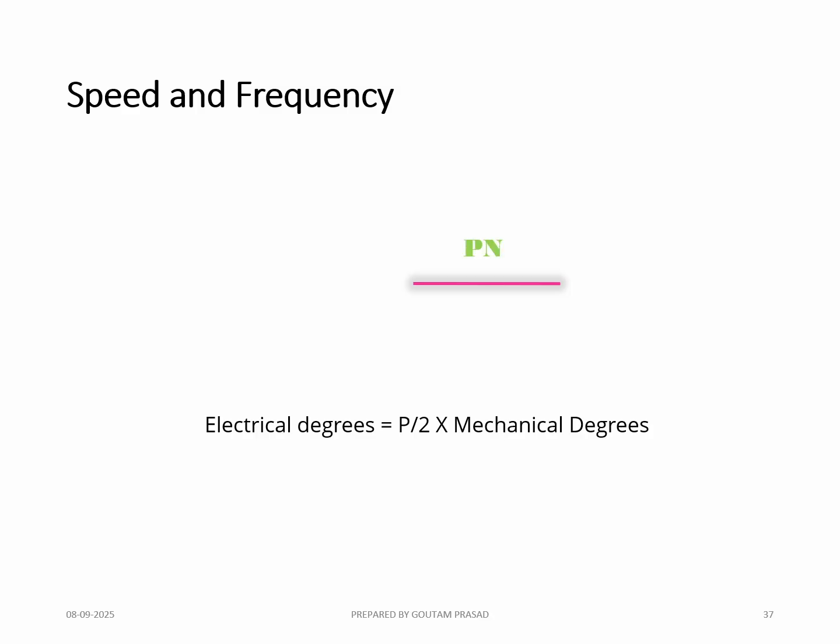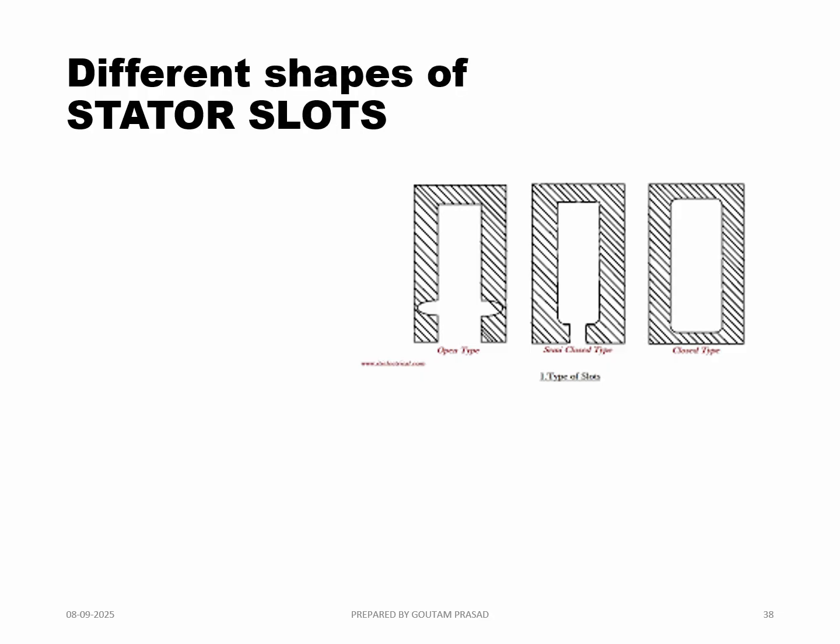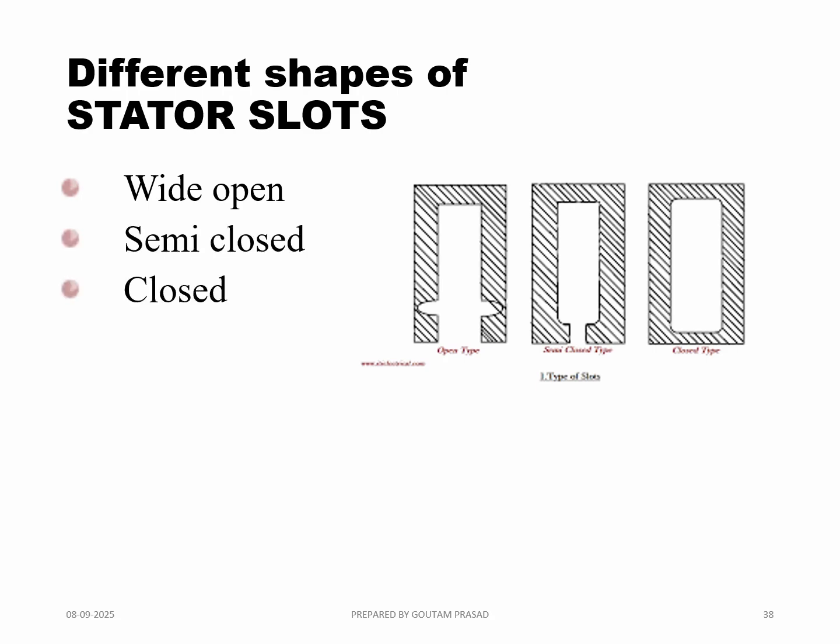Speed and frequency are related as F equals PN by 120, that we have already discussed. These are the different types of slots that are used in the case of AC generators. One is called open type, semi-closed type, and this one is closed type. So there are different types of slots in which winding is put, basically wide open, semi-closed, and closed.